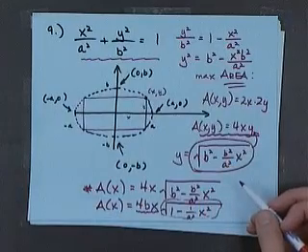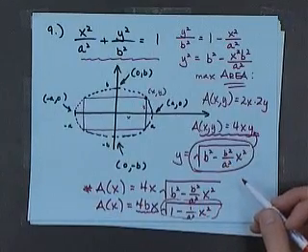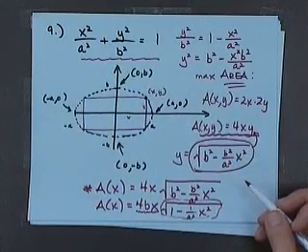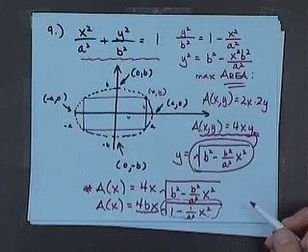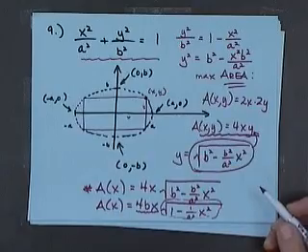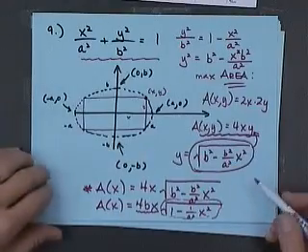Now, you shouldn't expect a number. You should expect an answer in terms of A's and B's, or maybe all A's, but possibly A's and B's. More than likely A's and B's.